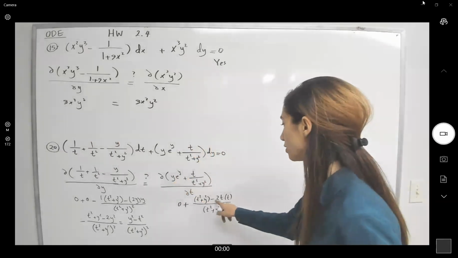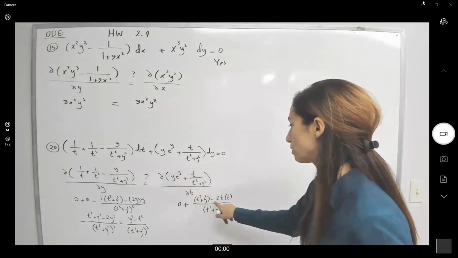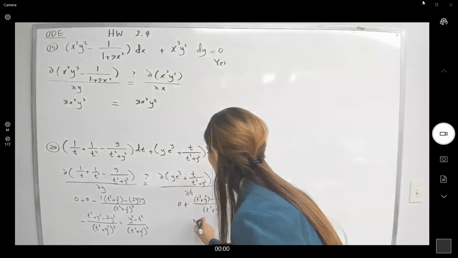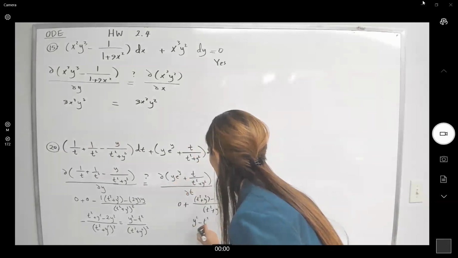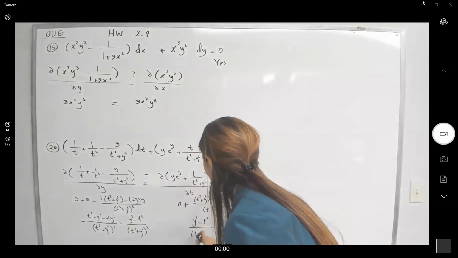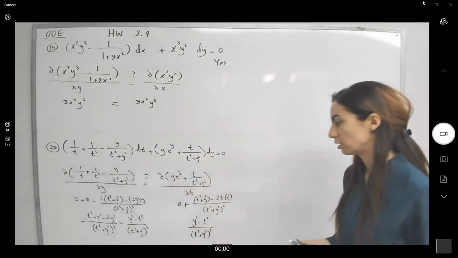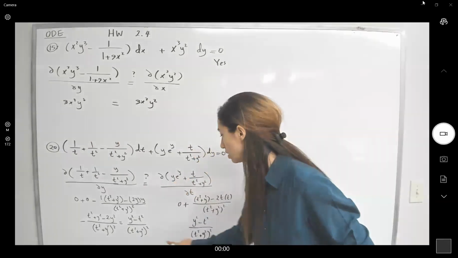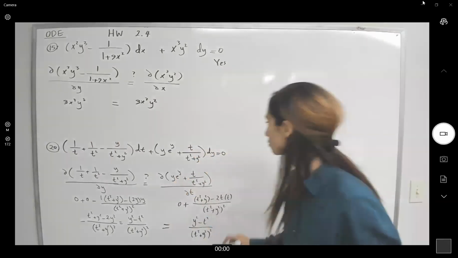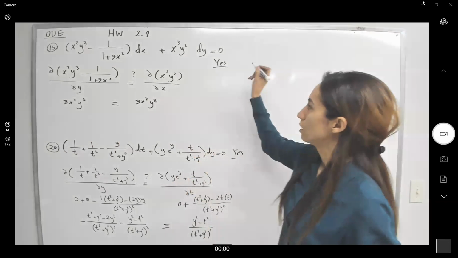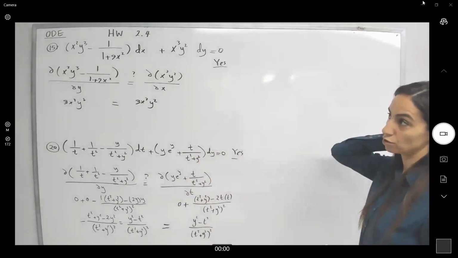If you simplify the numerator, you get t squared minus 2t squared, which is negative t squared. So you have y squared minus t squared divided by (y squared plus t squared) to the second power. Are they equal to each other? Obviously, you see these two are equal to each other. So it is another yes for us. Now let us start finding the solution.